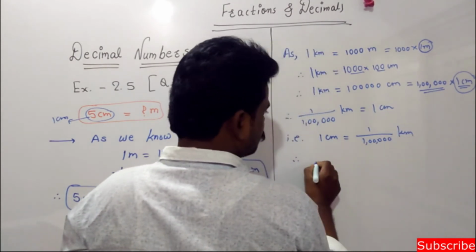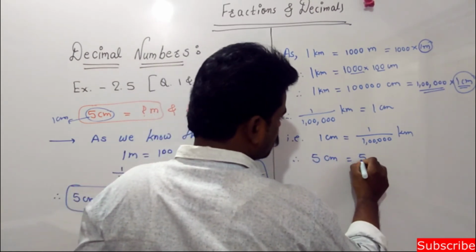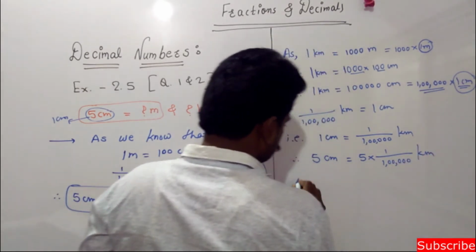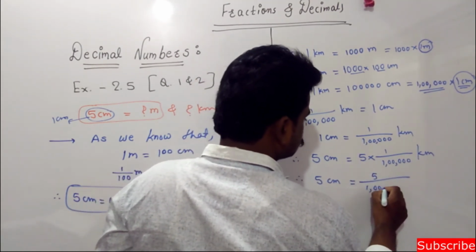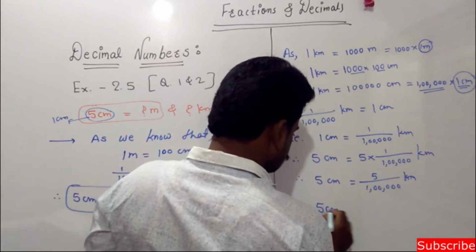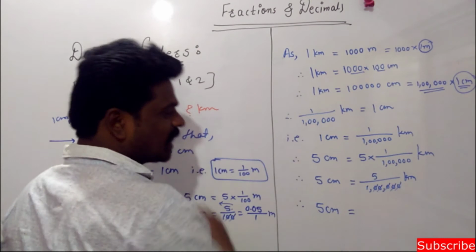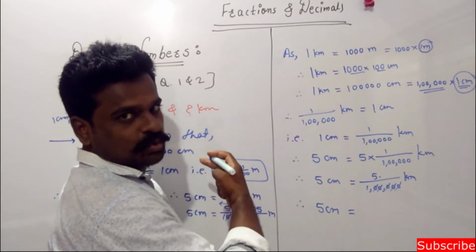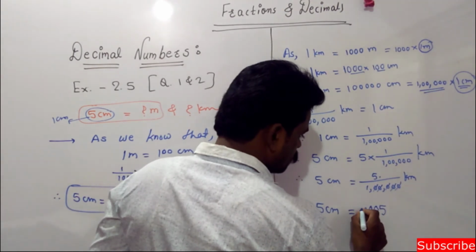kilometer. Therefore, we can write here, we want 5 centimeter. So 5 centimeter is equal to 5 into 1 upon 1 lakh kilometer. Therefore, 5 centimeter is equal to 5 upon 1 lakh kilometer. And therefore, in the last step, how many zeros are there? 1, 2, 3, 4, 5. So we have to shift the decimal point by that many digits to the left side. Where is the decimal point? Here is the decimal point. We need to shift it by 5 digits to the left. This is the first digit, 1, 2, 3, 4, 5.